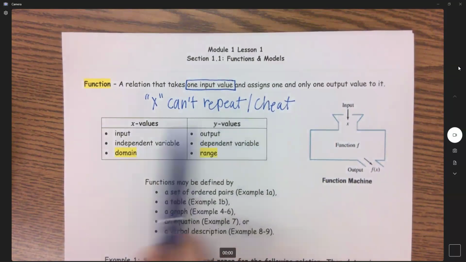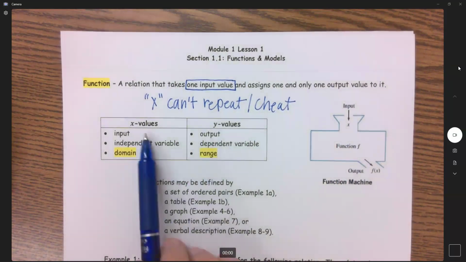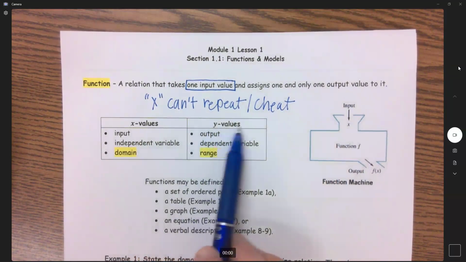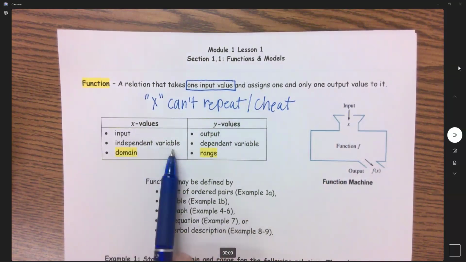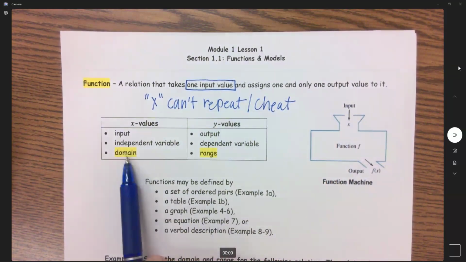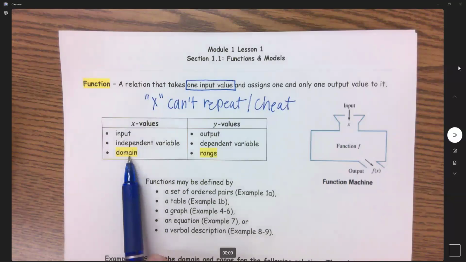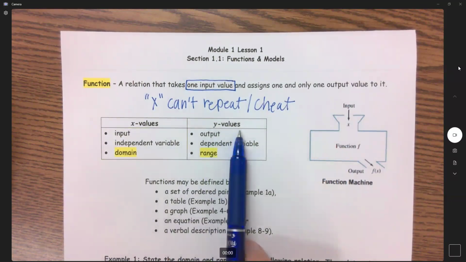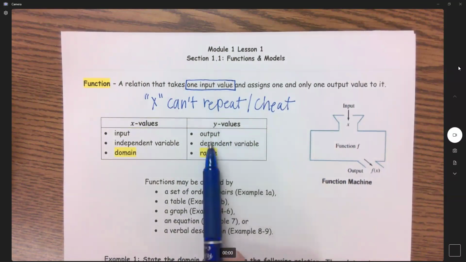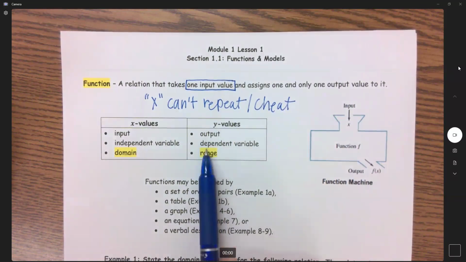Now, going back more into this table here, we have X values and Y values. Whenever we are talking about a function, our X values are our input or our independent variable, or more frequently referred to as our domain. And that's going to be a big concept in this first lesson. Then we have Y values, and those are all kind of opposites. They're not inputs, they're outputs. They're not independent, they're dependent, and these are considered the range.